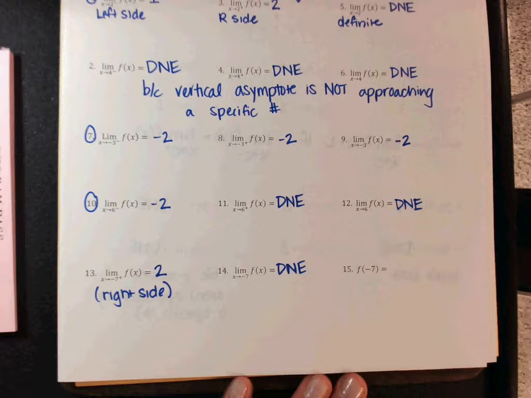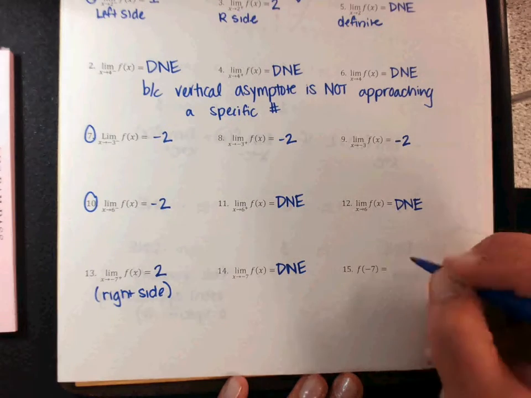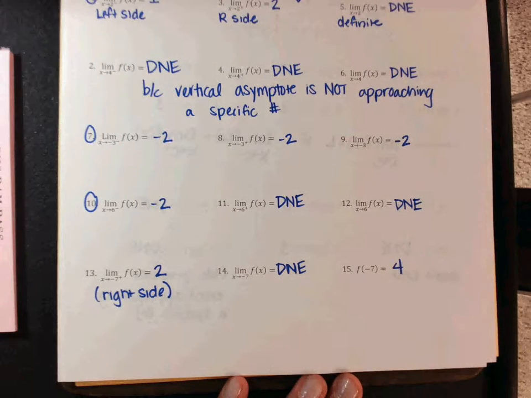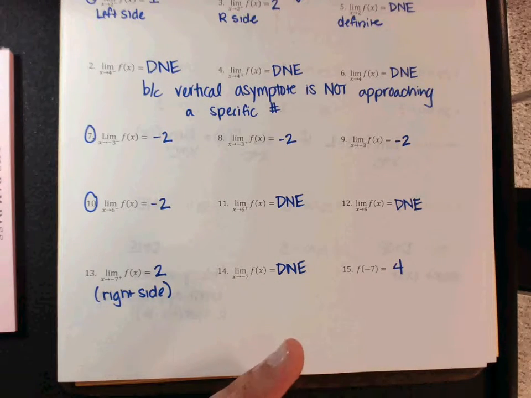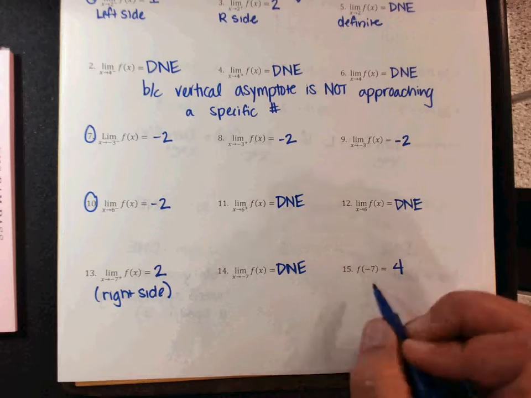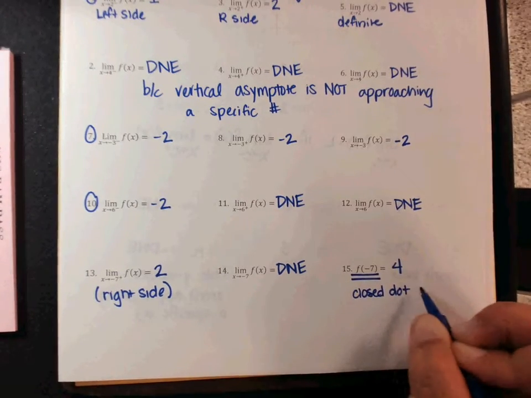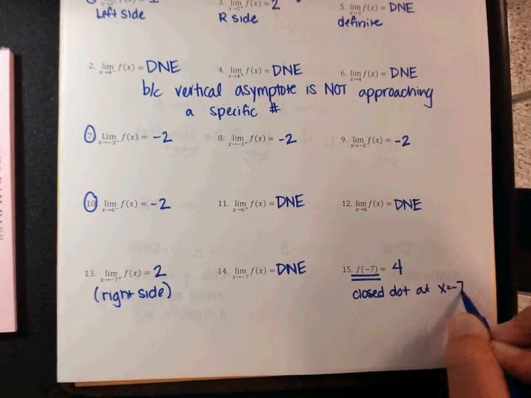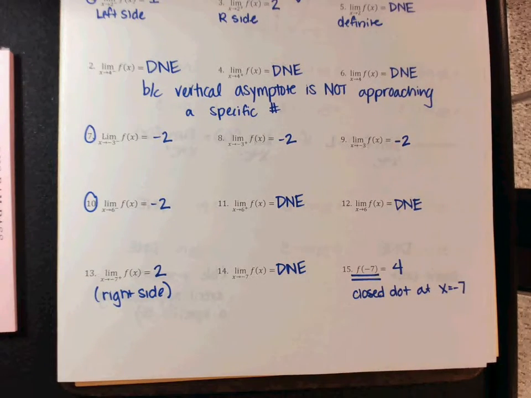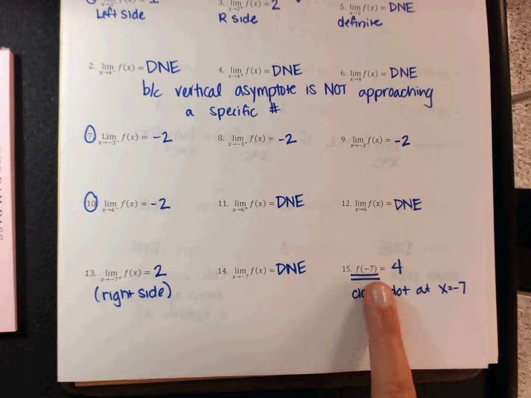Okay, last one, what is f of negative 7? 4. Okay, so this is like algebra 1, right? But f of negative 7, you are looking for the closed dot at x equals negative 7. So make sure that you understand. Don't forget everything you learned in algebra 1. Open dots, you can have a limit. But a closed dot would be like f of negative 7.